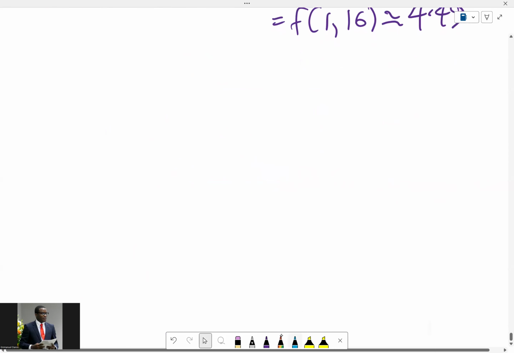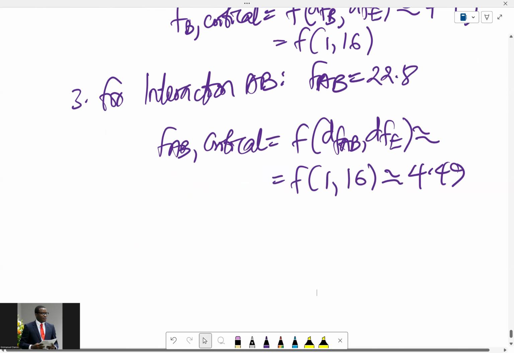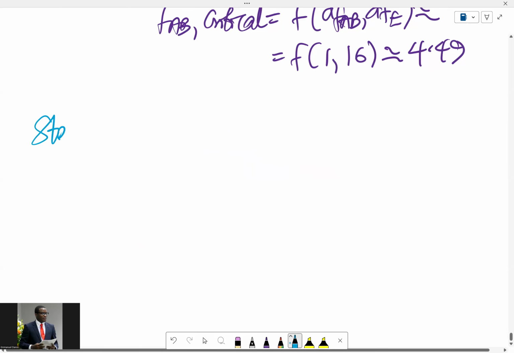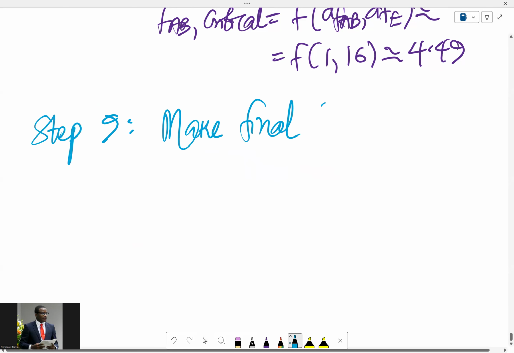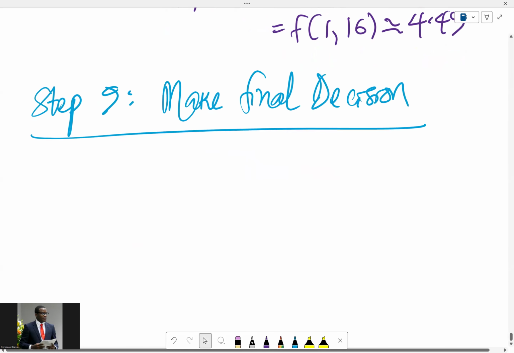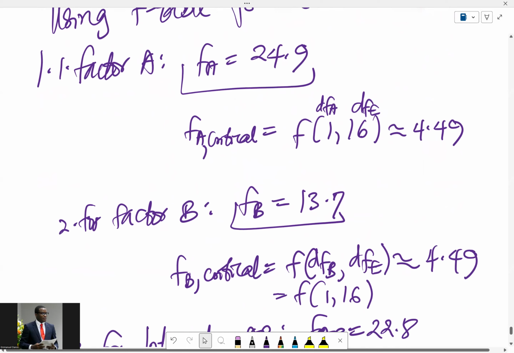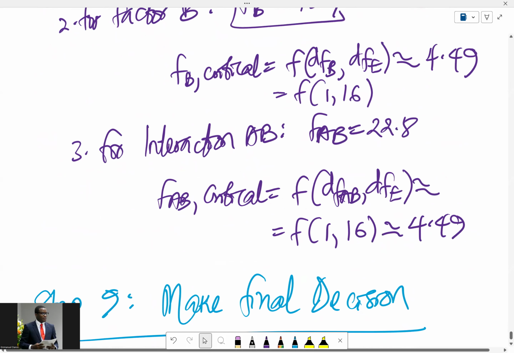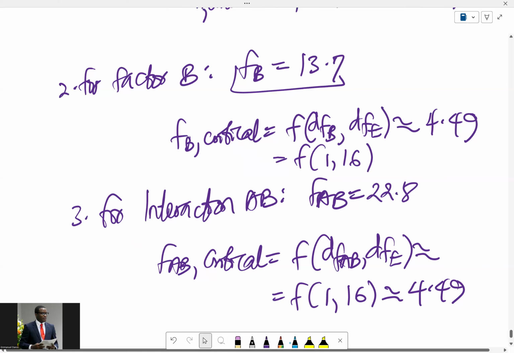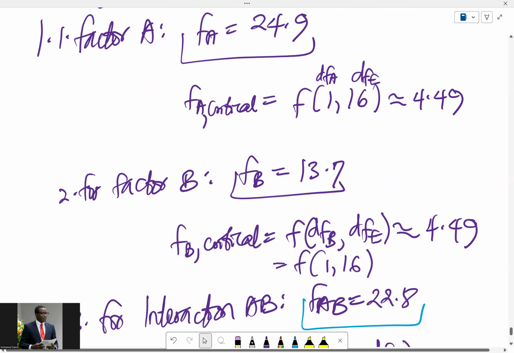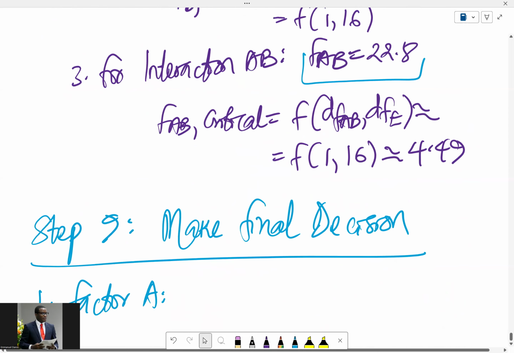Then we can go for the final decision. That's step 9. Make the final decision. First, go for factor A. In all the cases, we can see that all the test statistics are greater. FAB is greater, all the values are greater. All the calculated statistics are greater than the critical values.